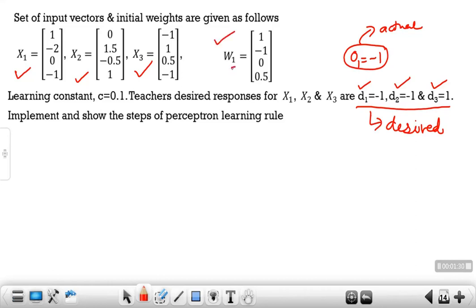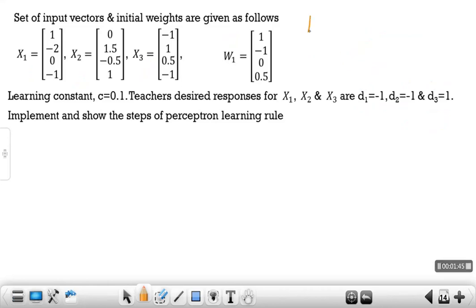So also you are given an initial weight vector W1. Please note, in the previous problem I indicated it as W superscript 1. It is better, I thought, that we represent it as a subscript only. So that is this way. Okay. Before we start with the problem, I shall write the perceptron learning rule.